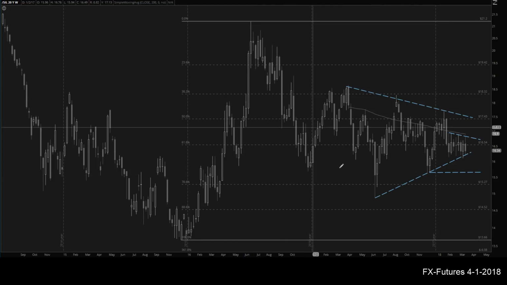This is very corrective, and if you look at the way it's bottoming, it's kind of rounding out. So hopefully it will turn up soon, and we can get some longs in to target higher prices. All right, let's go to gold.